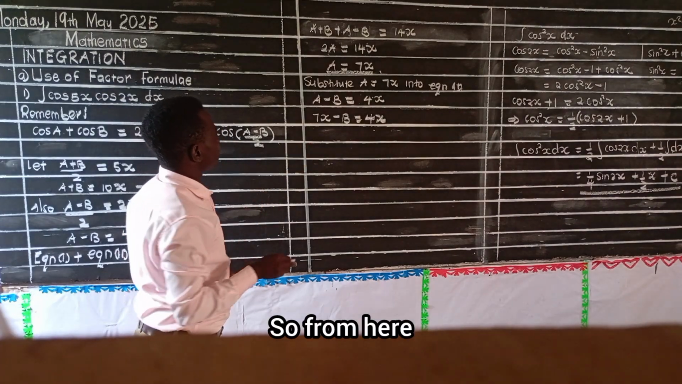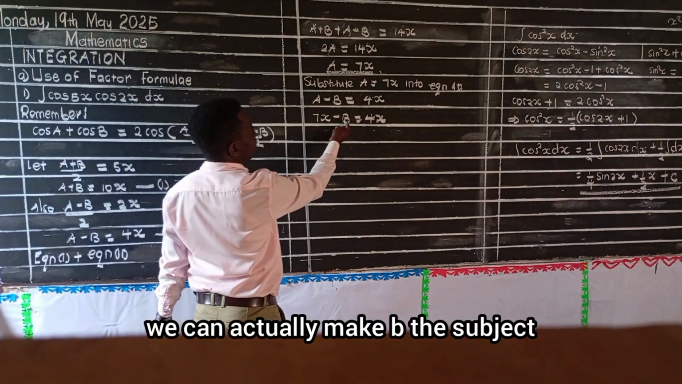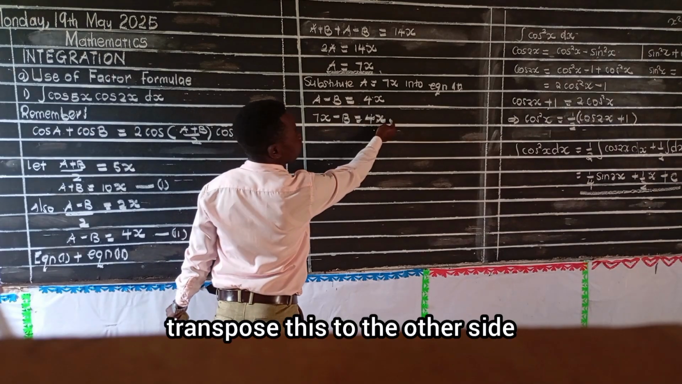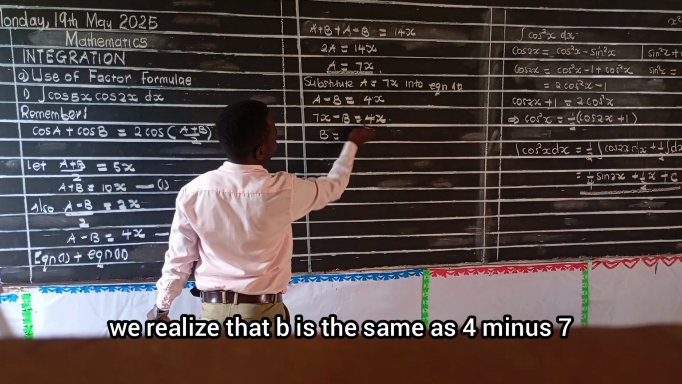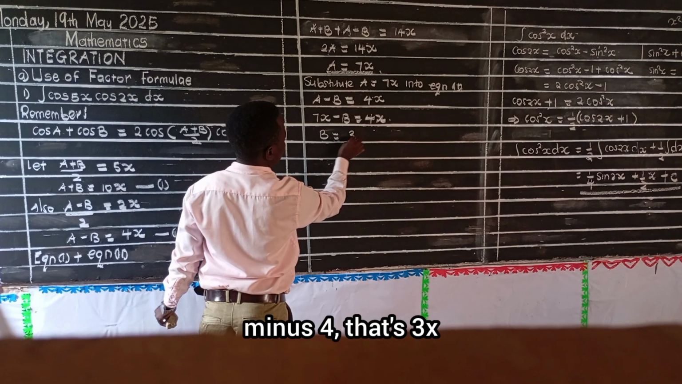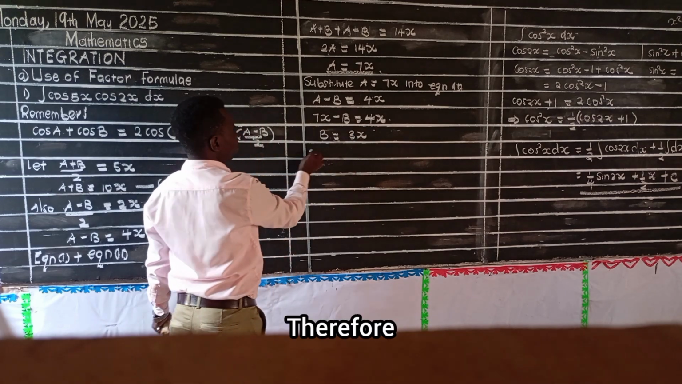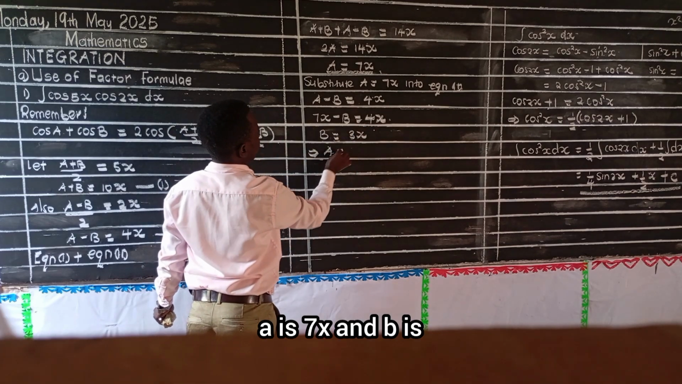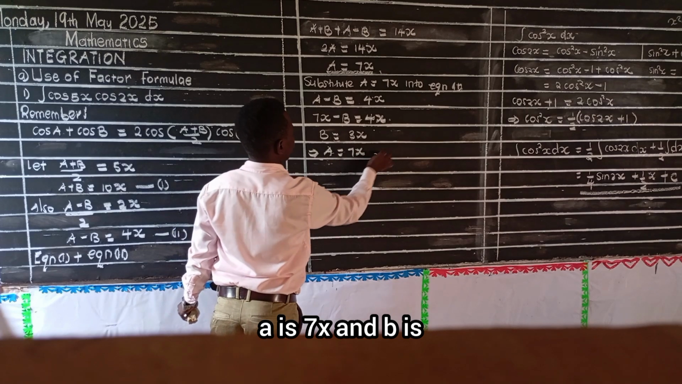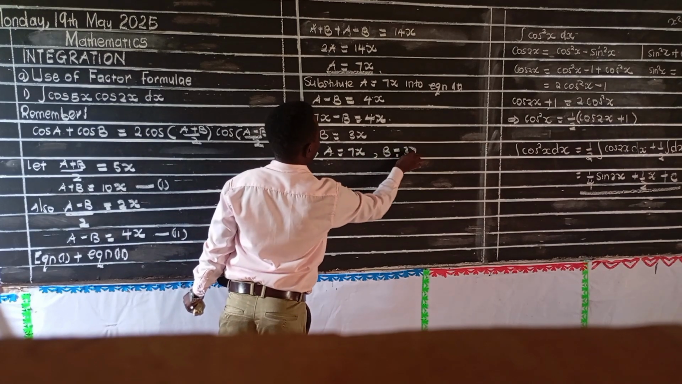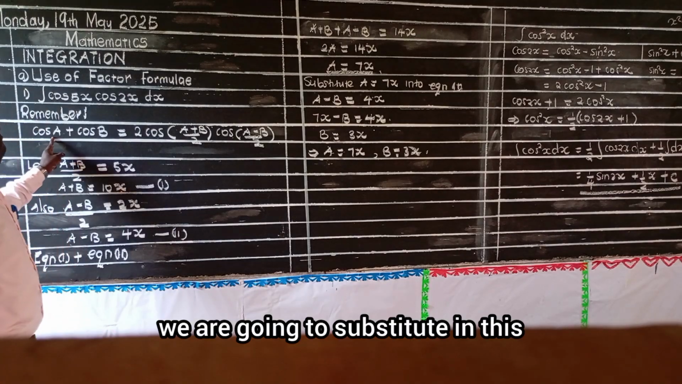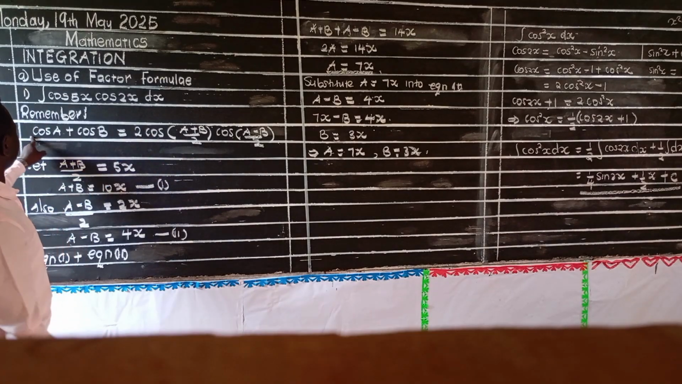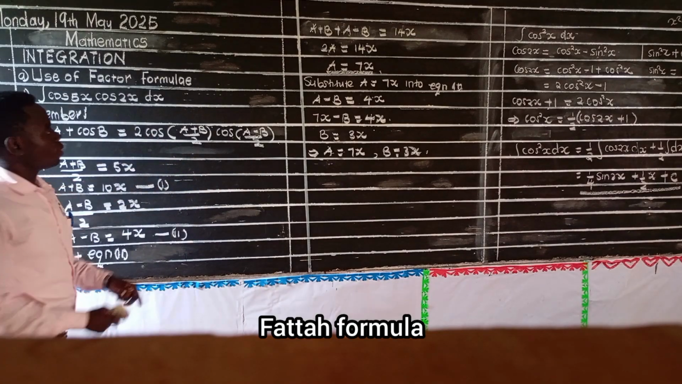So from here, we can make B the subject, transposing this to the other side. We realize that B is the same as 4 minus 7 minus 4, that is 3x. Therefore, A is 7x and B is 3x. Now from there, we are going to substitute into the factor formula.